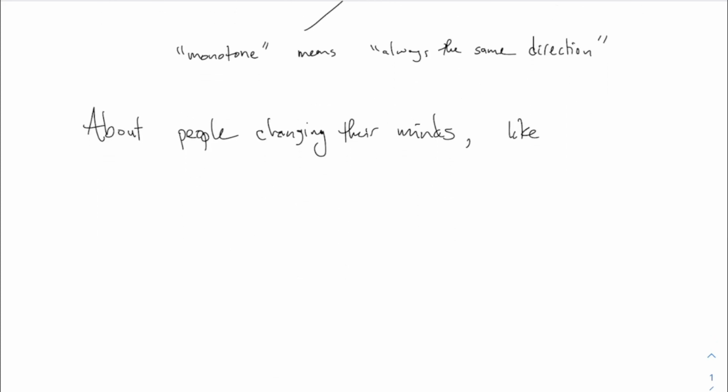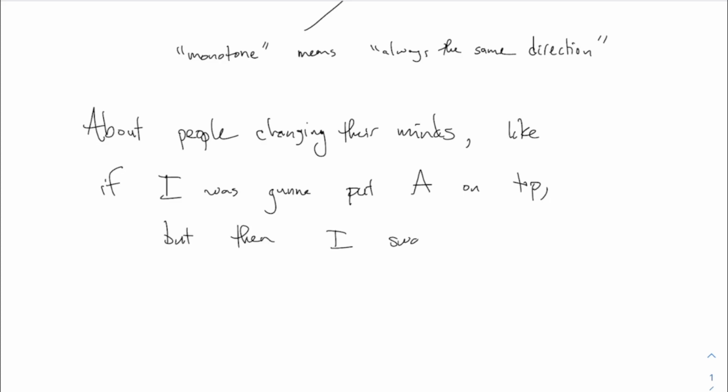So this is about people changing their minds. Like, for example, if I was going to put A on top, but then I swap it with B, right? You just imagine that somebody, I was thinking about voting for Trump, but then I decided instead I'm going to vote for Biden. All right, this is the kind of changing of the mind that I'm thinking of. Not about someone who actually voted and then later on changes their vote. That's not allowed. But just in your mind, thinking about what happens if I change my mind.